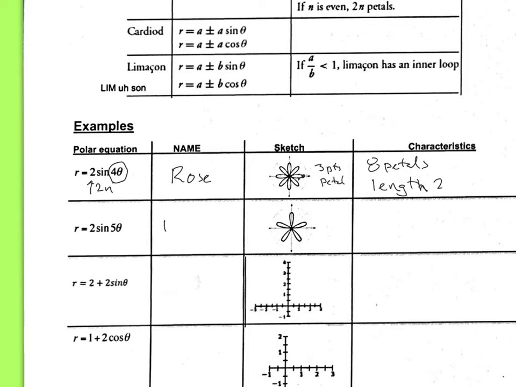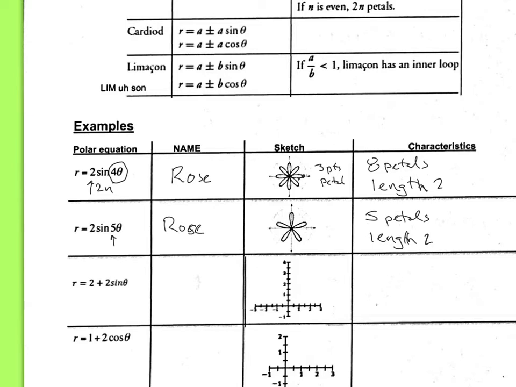So again, multiplying, no adding, we know this is a rose. Odd number, so that means the number of petals is n. So we have 5 petals, but again, that number out in front is the length of each petal. So those are tedious to graph and kind of hard to graph. So be on the lookout for those.